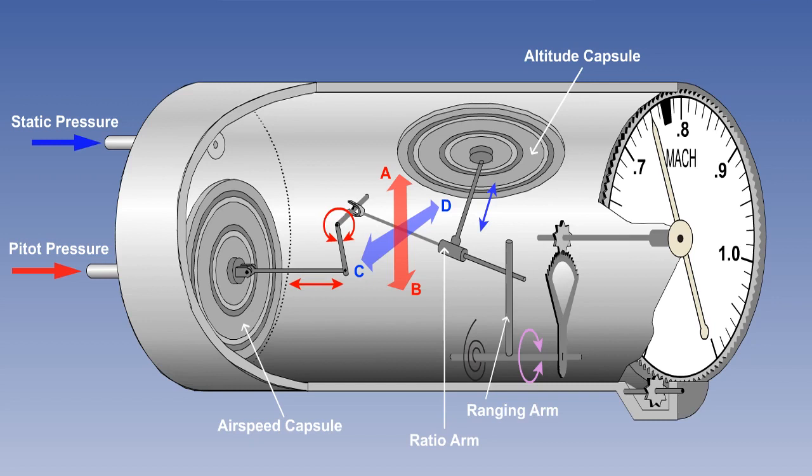We can see, therefore, that movement of the pointer results from the interrelationship of the pressures sensed by both the airspeed capsule and the altitude capsule, and we can see that the sequence of the linkage movement is that the ratio arm moves the ranging arm, which in turn moves the pointer on the dial.